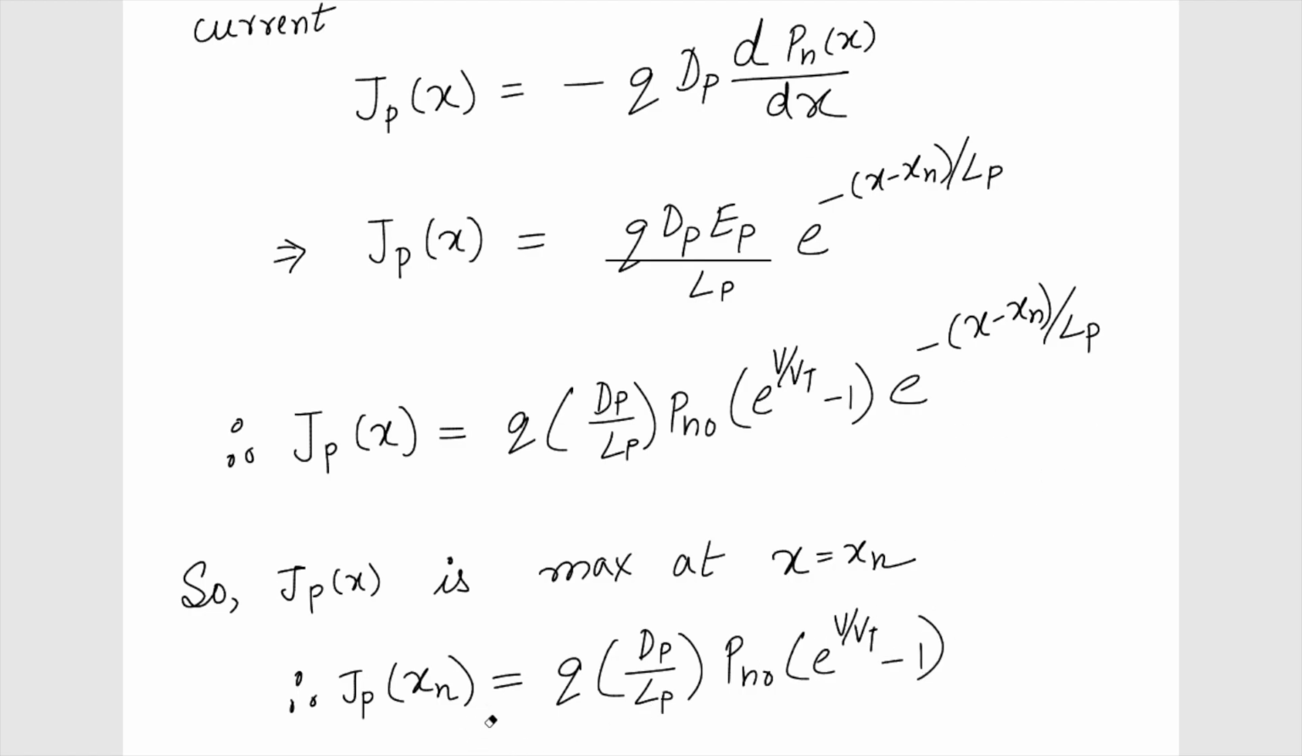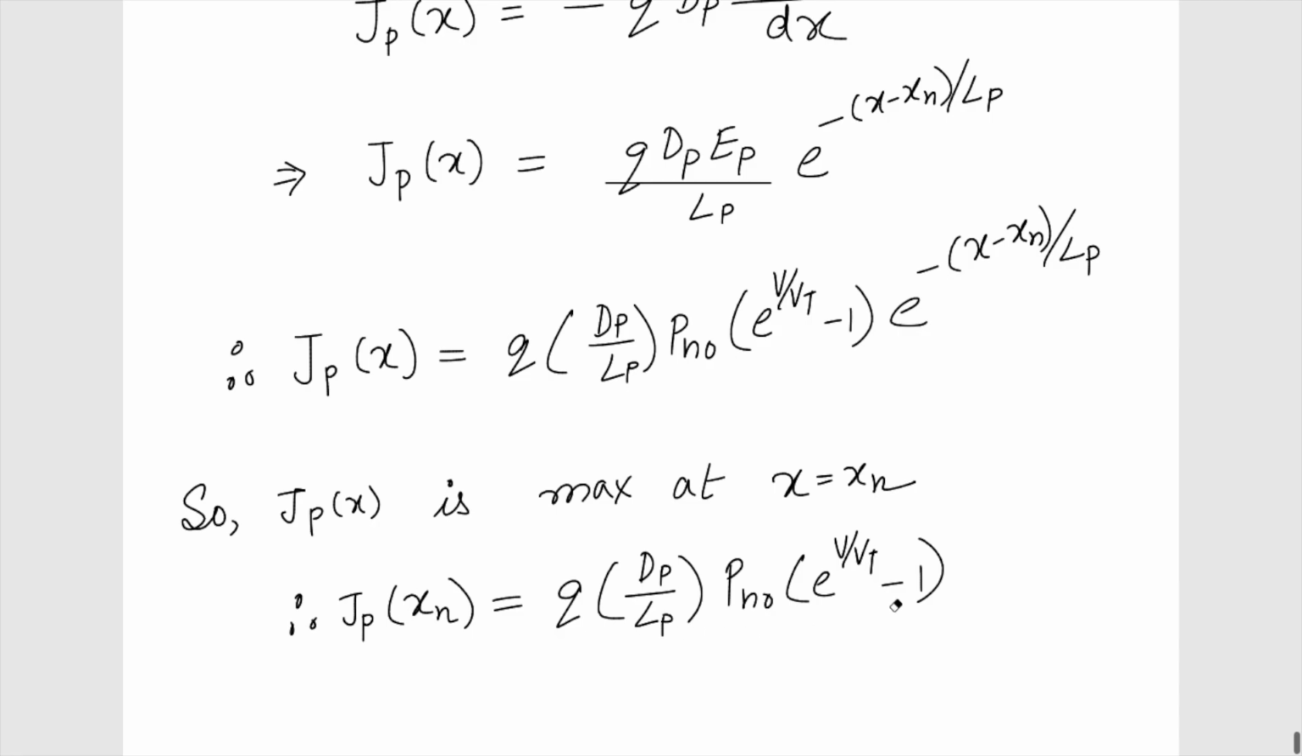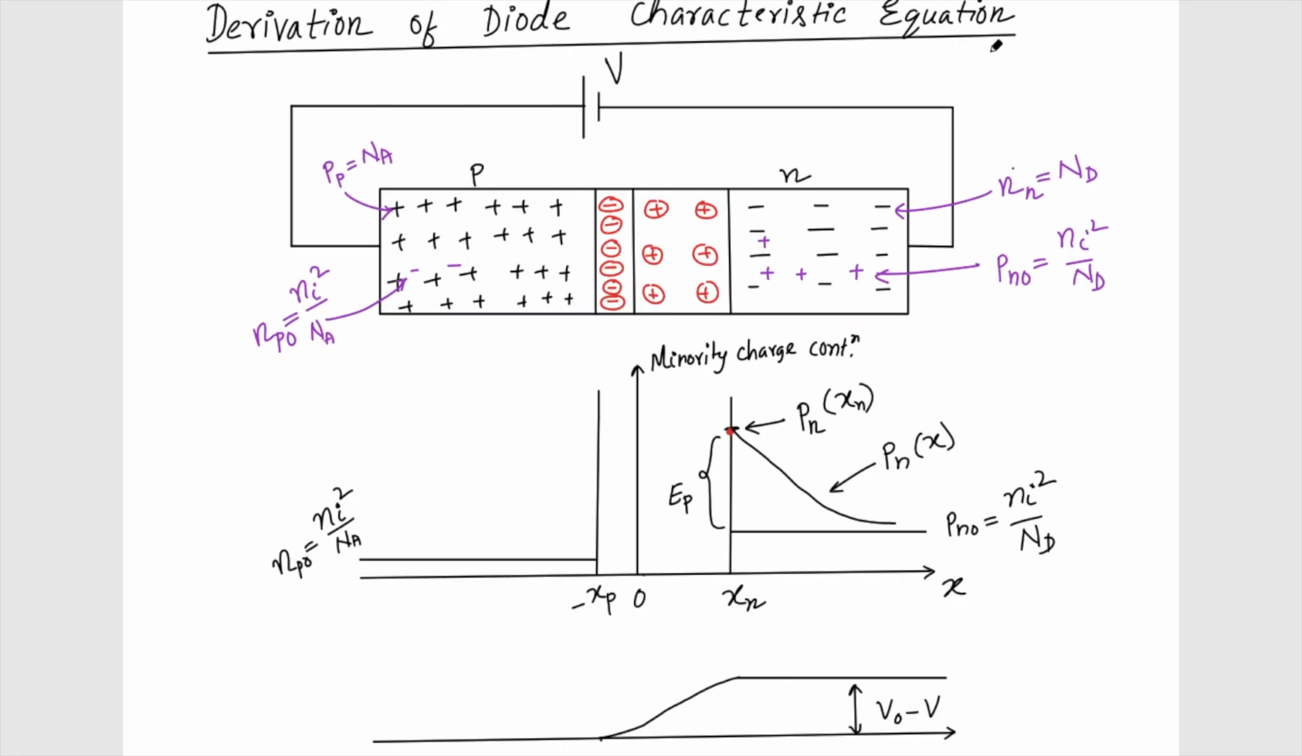Okay, so we have found this term, which is the maximum diffusion current, and it is maximum at x equal to xn. So what it means is my diffusion current, whatever I have derived, is maximum at this point. But the question arises: what will be its value? Its value is smaller here and maximum here, but this is not possible.